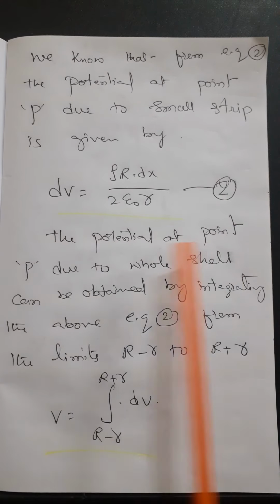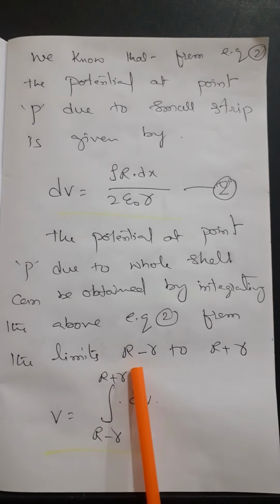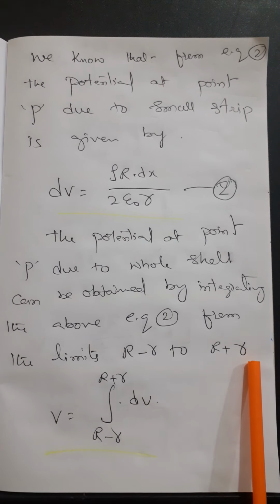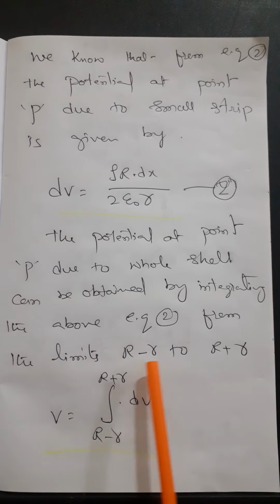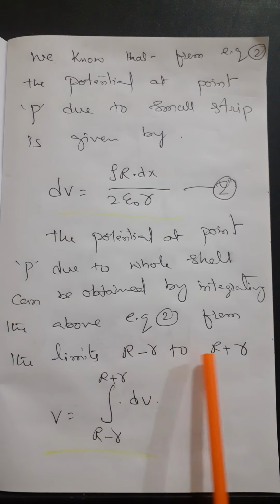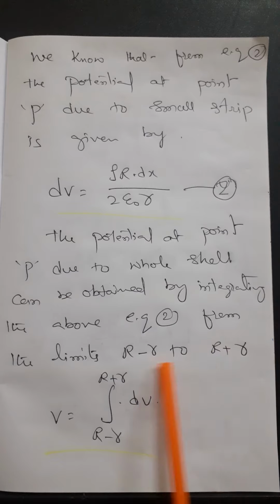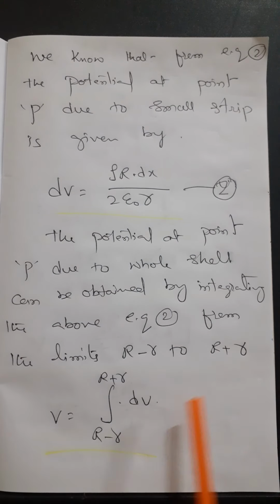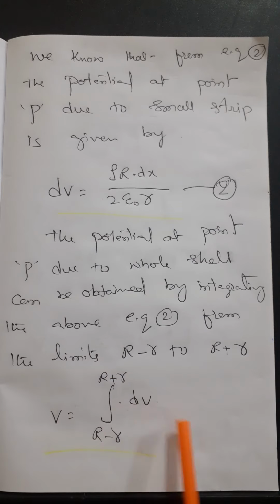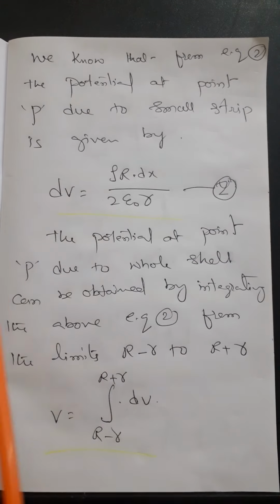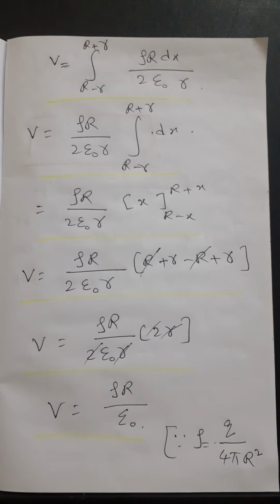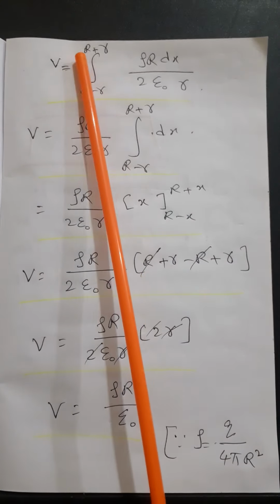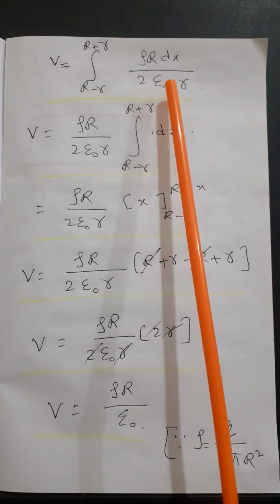So the potential at a point P due to the whole shell can be obtained by integrating the above equation. In the first case, we integrated the limits from r minus capital R to r plus capital R. Now the situation will be reversed. That is, capital R minus small r to capital R plus small r. So V is the integral of dV, and we substitute the value of dV. It becomes the integral from R minus r to R plus r of rho R dx by 2 epsilon naught r.